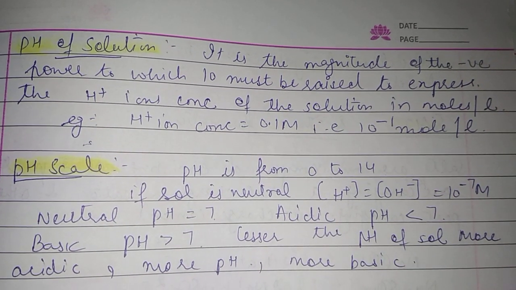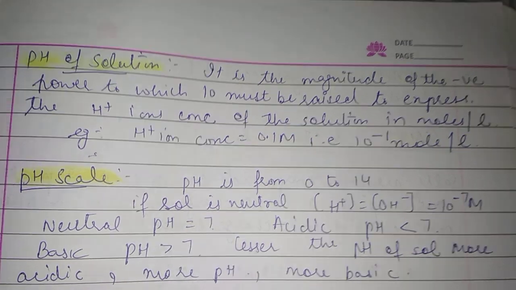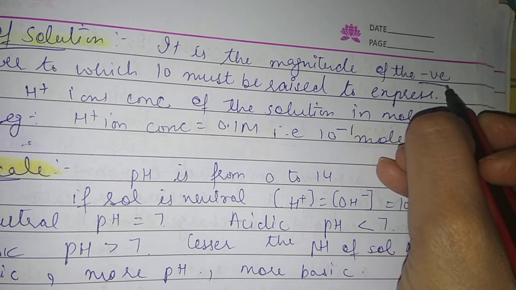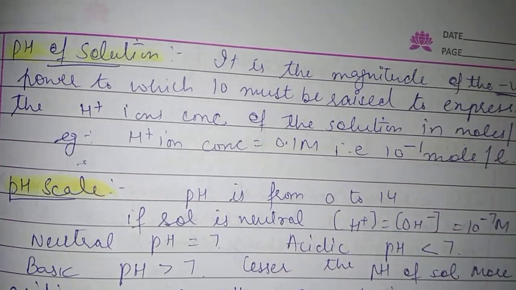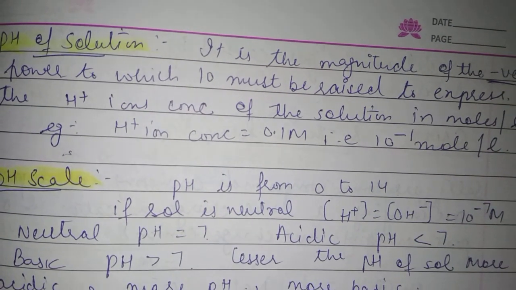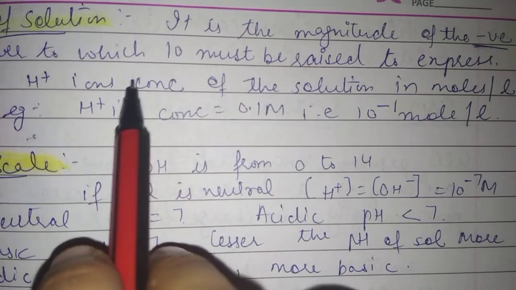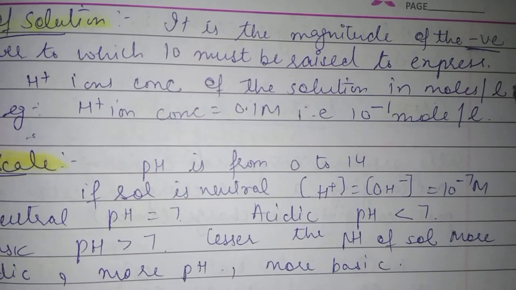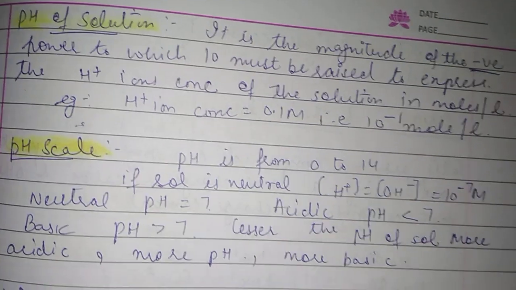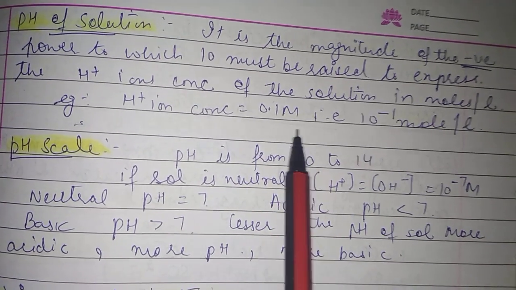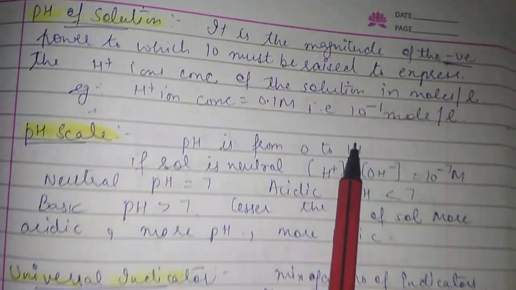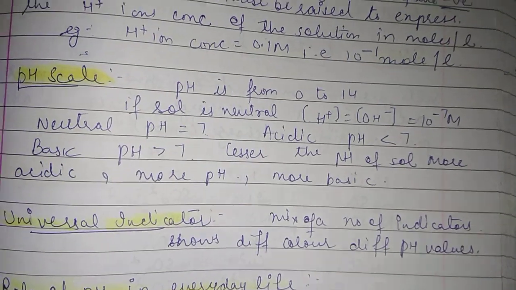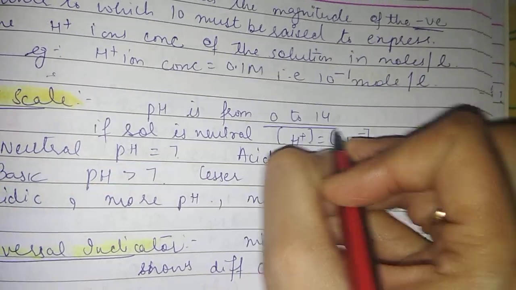What do you mean by pH of solution? See, pH of the solution is the magnitude of the negative power to which 10 must be raised to express, in simple terms, the hydrogen ion concentration of the solution in moles per liter. For example, hydrogen ion concentration equal to 0.1 mole, that is 10 raised to power minus 1 mole per liter. Now the pH scale is usually from 0 to 14.